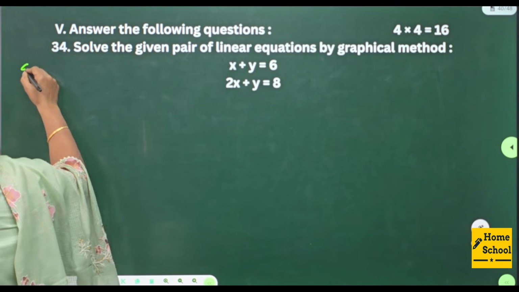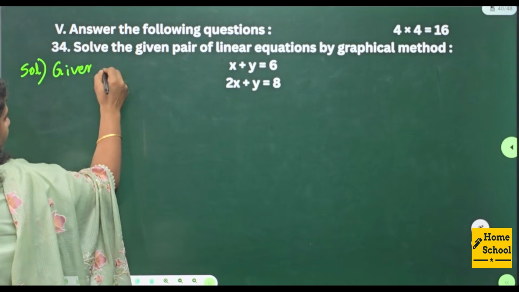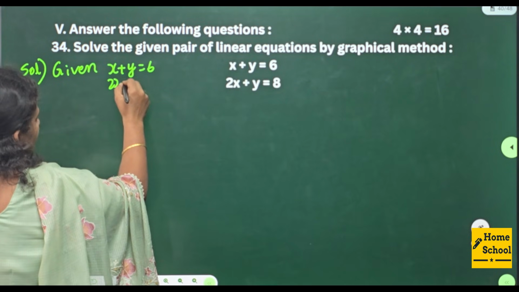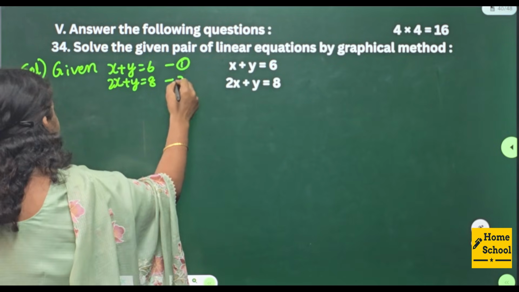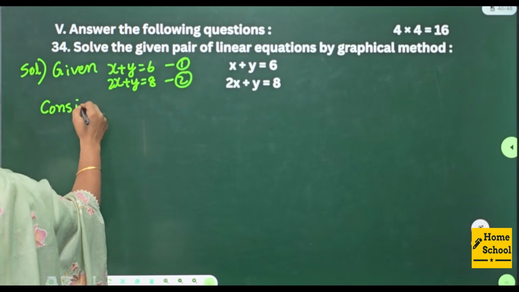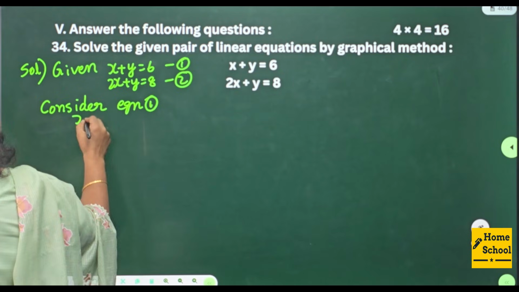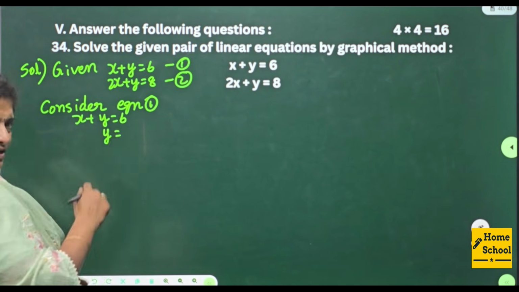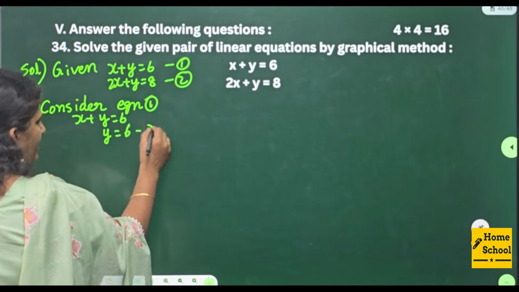Let us start by taking the given 2 equations: x plus y equal to 6 and 2x plus y equal to 8. Mark this as 1 and this as 2. Now consider equation 1, x plus y equal to 6. Rewrite in the form of y, children. Y is equal to, sending x to this side, 6 minus x.